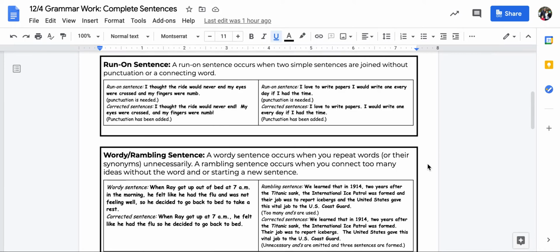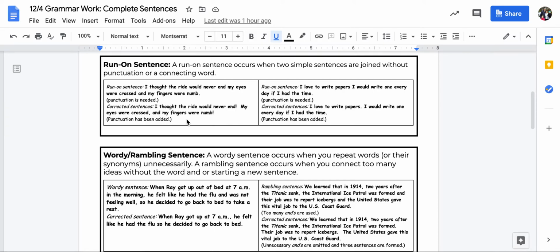Then we have a run-on sentence. I see these all the time in your writing. A run-on sentence occurs when two sentences are joined without punctuation or a connecting word. Basically, they go on and on and on. So here's an example of a run-on sentence. I thought the ride would never end. My eyes were crossed and my fingers were numb. It needs punctuation. How do I fix that?